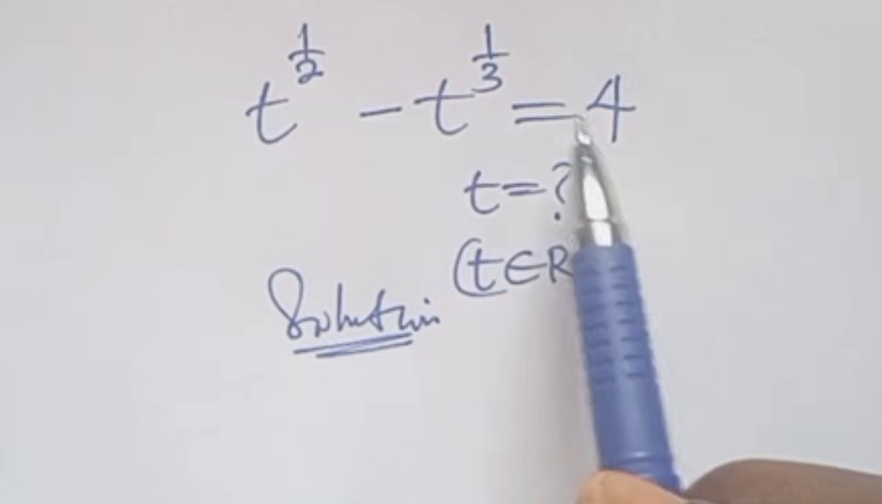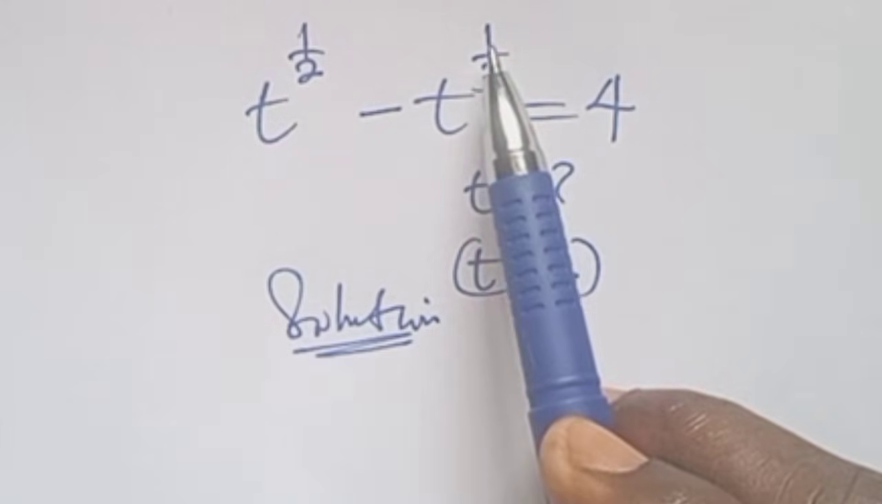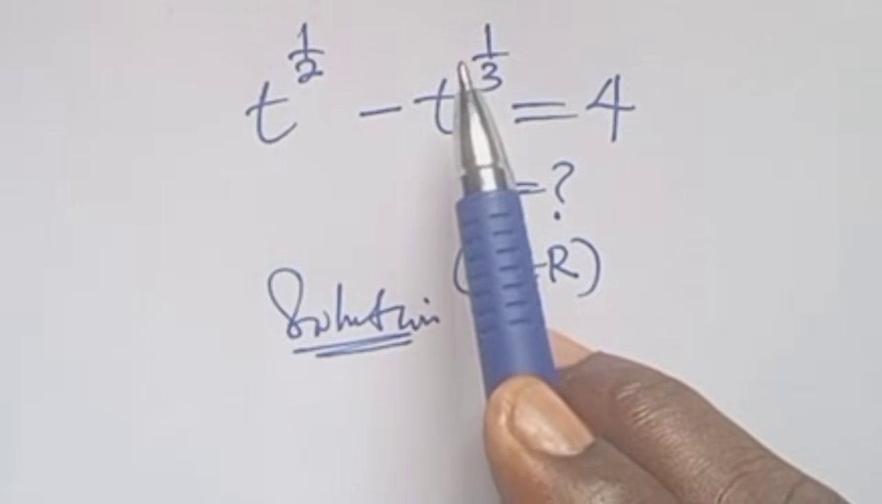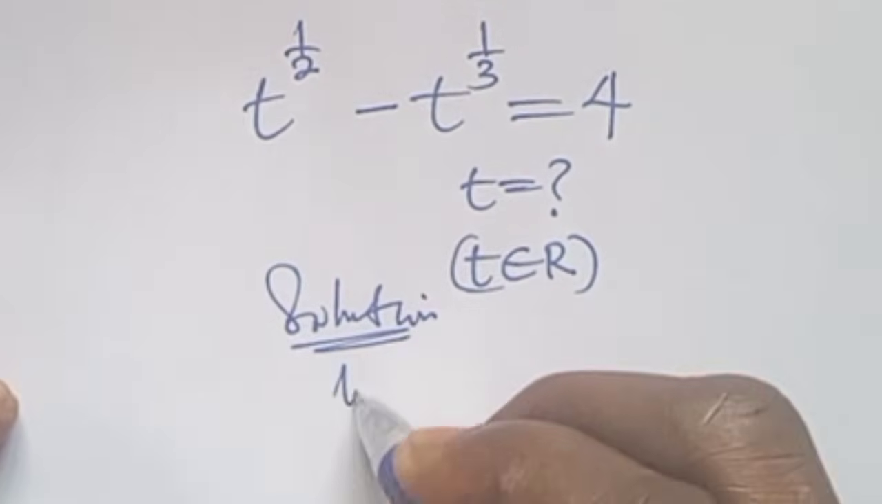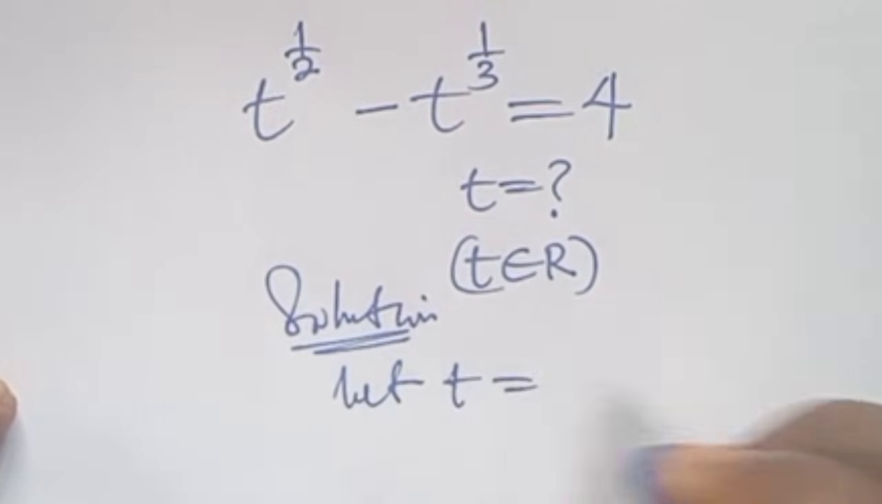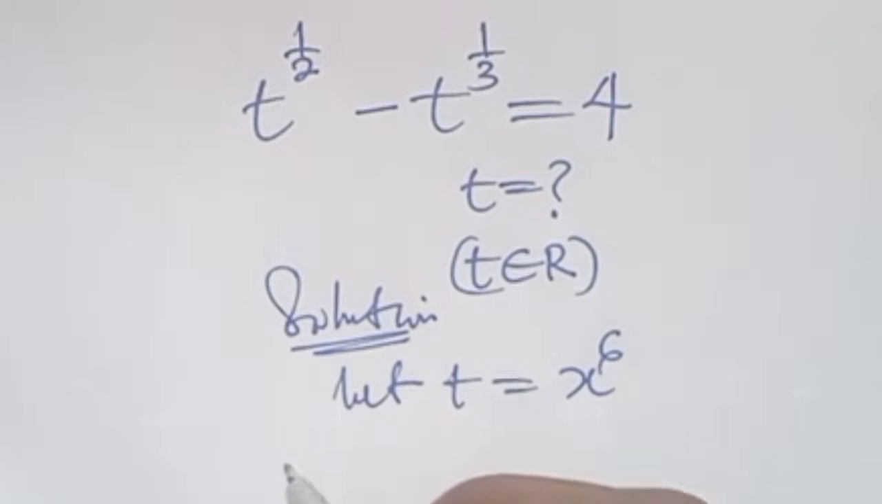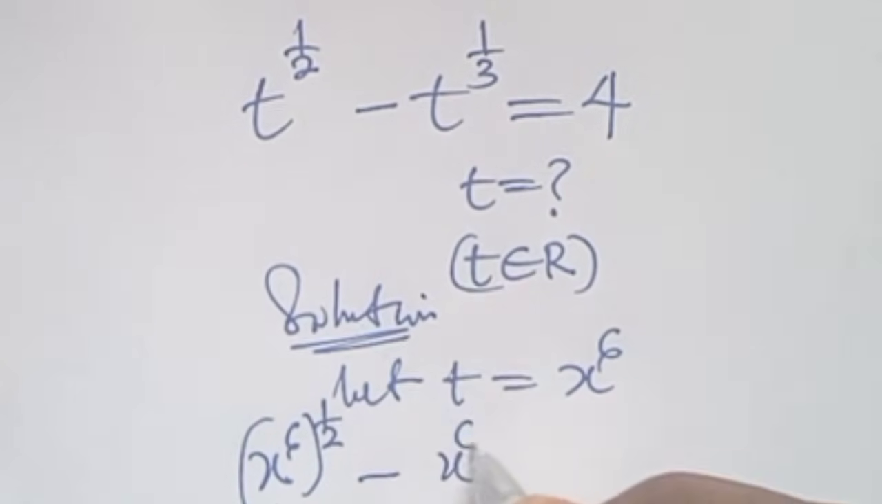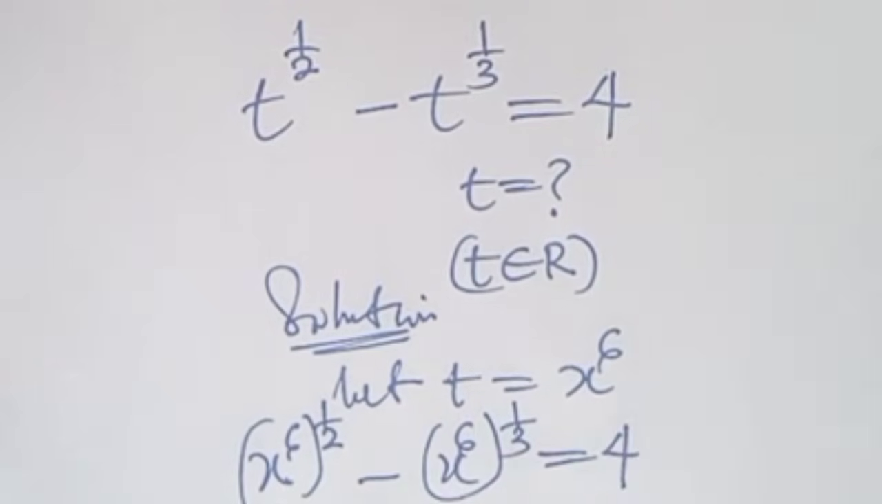The first thing we will do is to change the power from fractional form. And to do so, we should multiply the power by the LCM of 6. So if we say let t be equal to x to the power of 6, our equation becomes x to the power of 6 to the power of 1 over 2 minus x to the power of 6 to the power of 1 over 3 equals to 4.